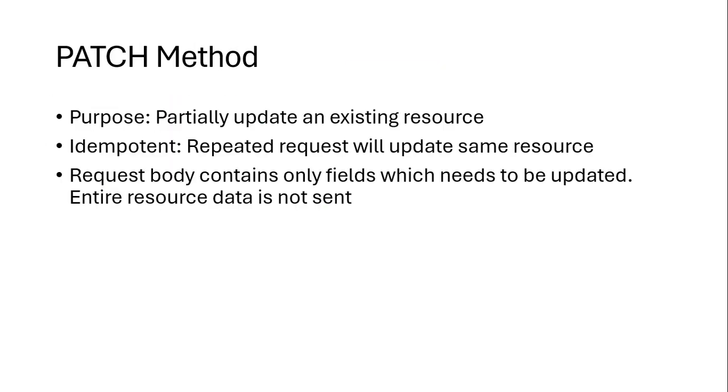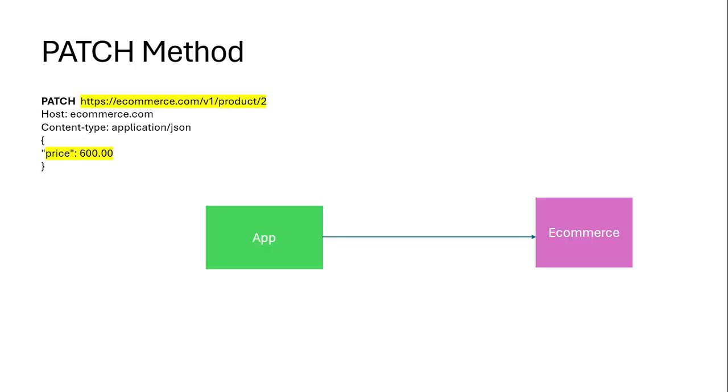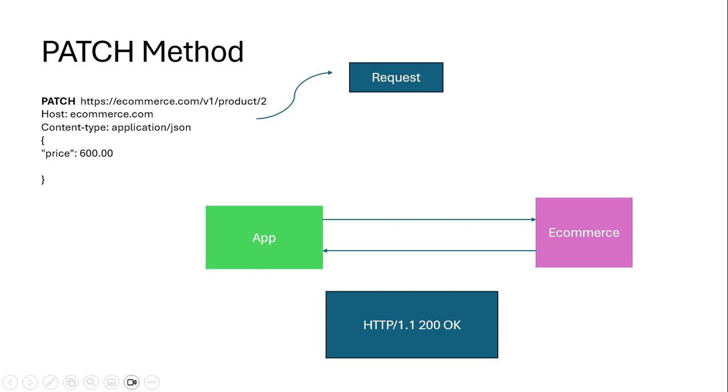There's the PATCH method. The PATCH method is similar to the PUT method, but it partially updates an existing resource. Again this is idempotent, meaning repeated requests will update the same resource, but the change here is that the request body should contain only the fields which need to be updated. There is no need to send the entire resource data as you did in the PUT method. Here we want to change only the price, so we mention what needs to be patched. For example, this product ID needs to be updated, and we just specify the field which needs to be updated. The e-commerce application is going to process that request.